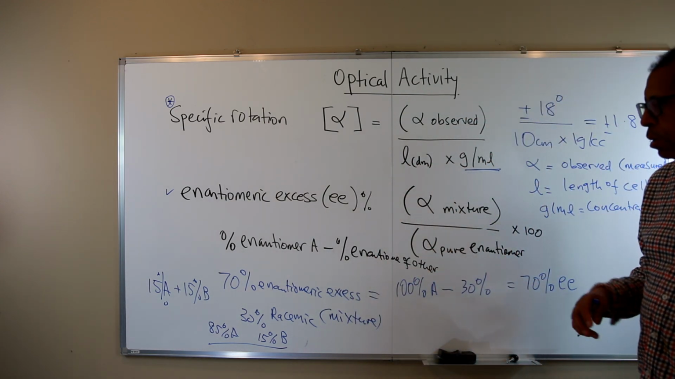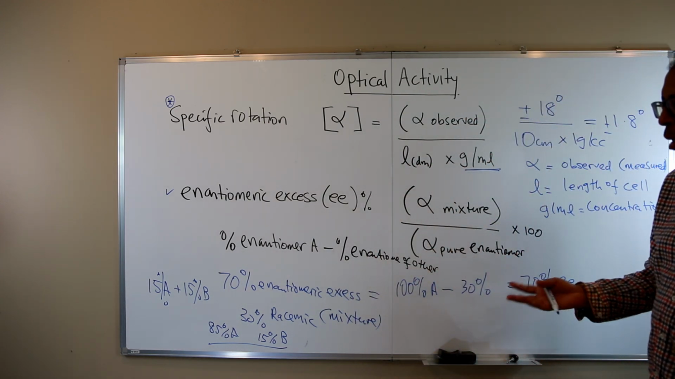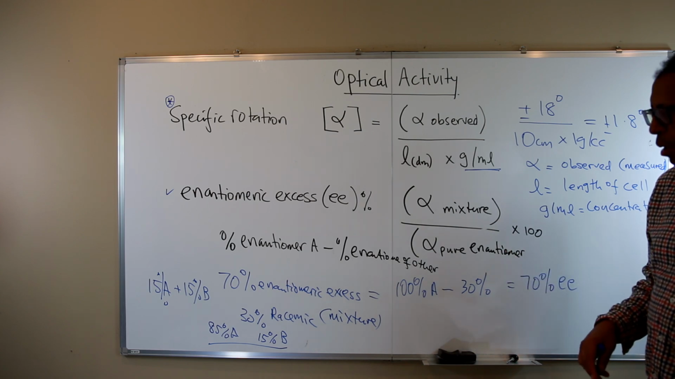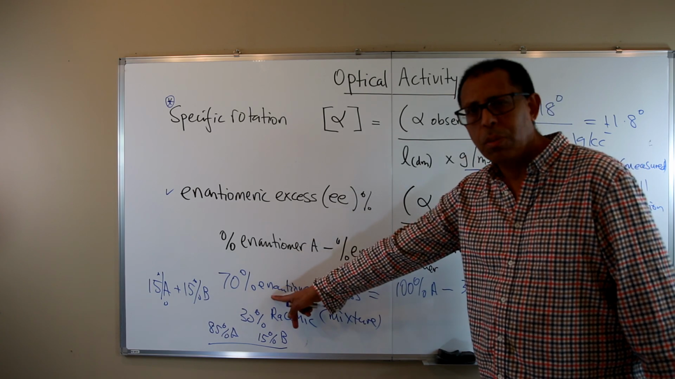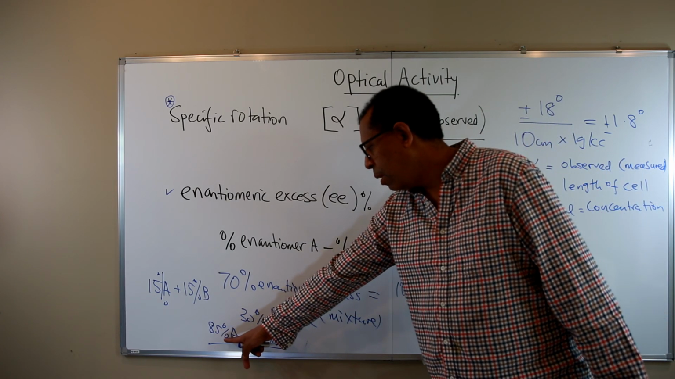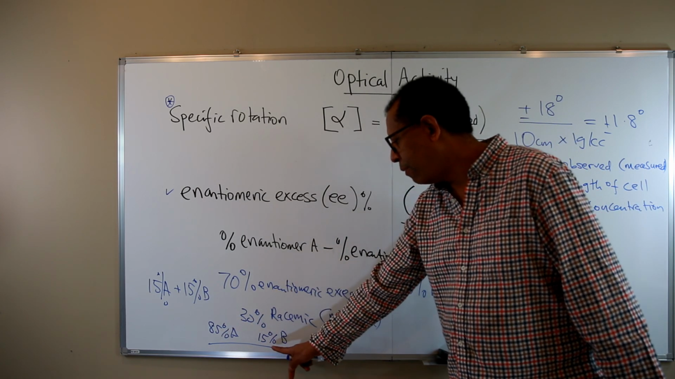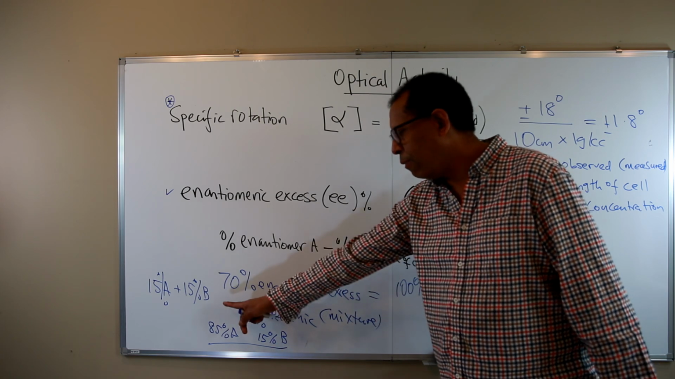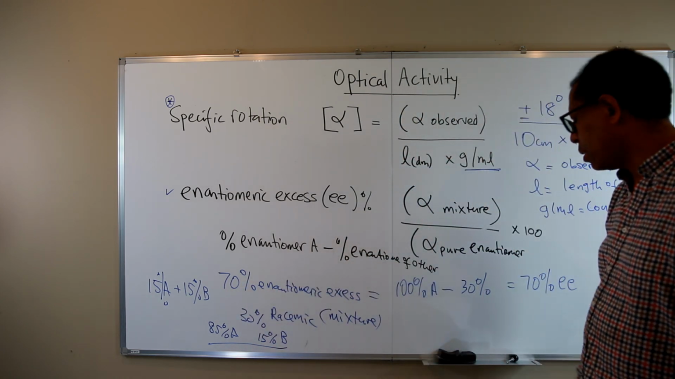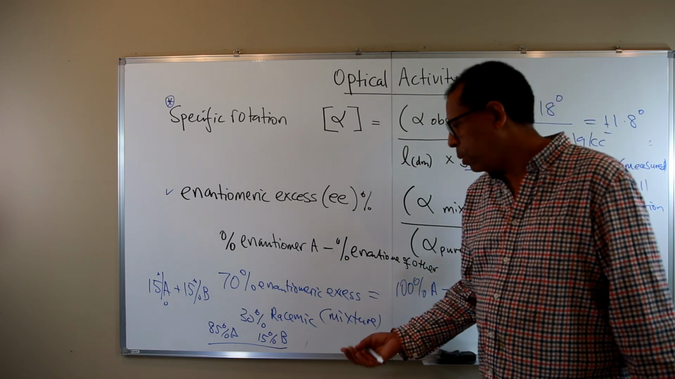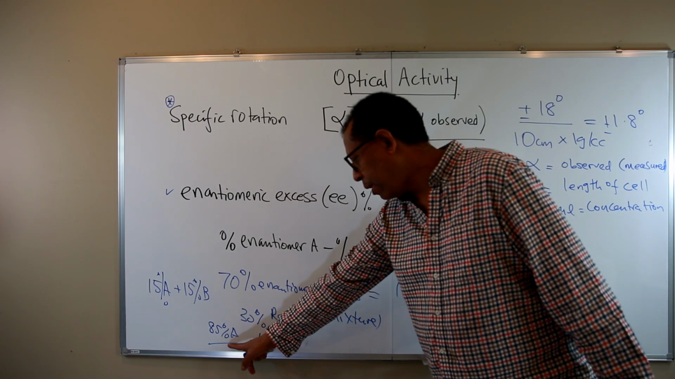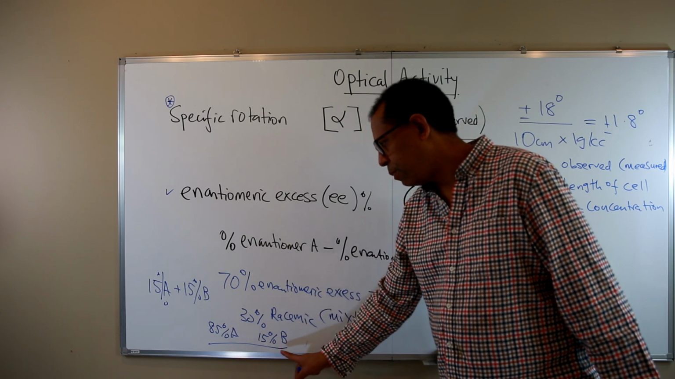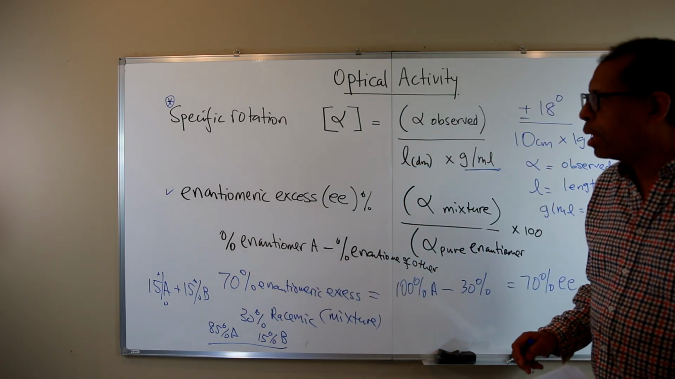So that's how we usually do the calculation. If you just subtract these two, you get the enantiomeric excess. 85% of A minus 15% of B will give you the enantiomeric excess. So this is how you calculate enantiomeric excess. 85% of A minus 15% of B is the enantiomeric excess.